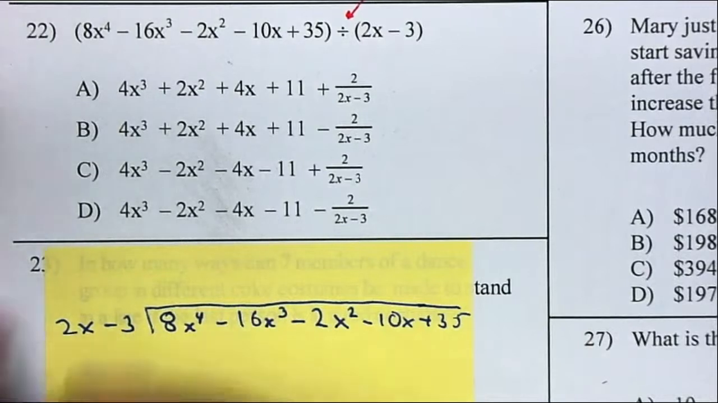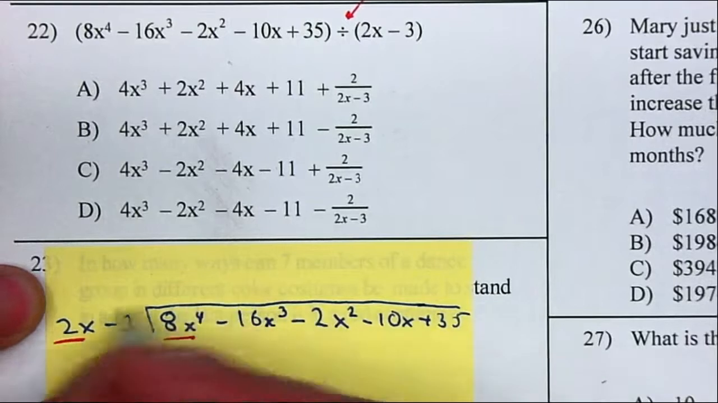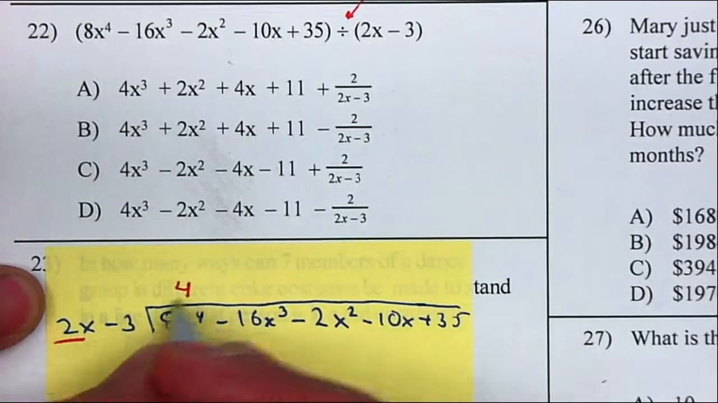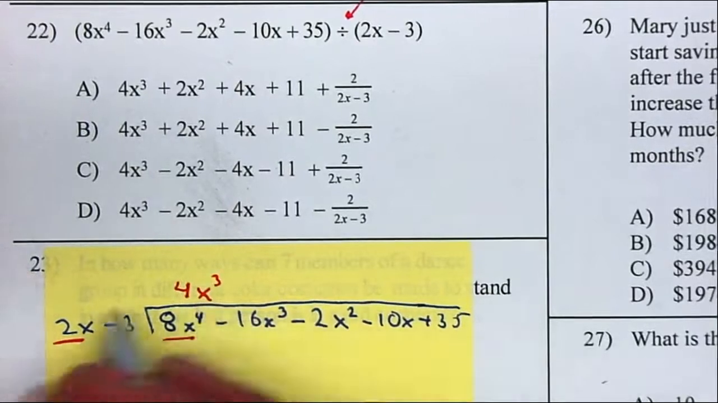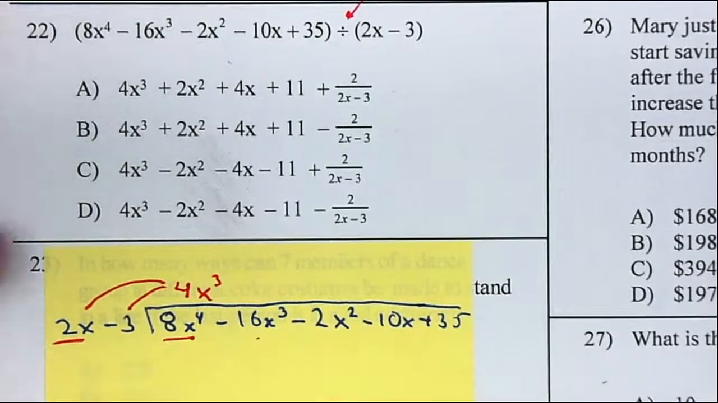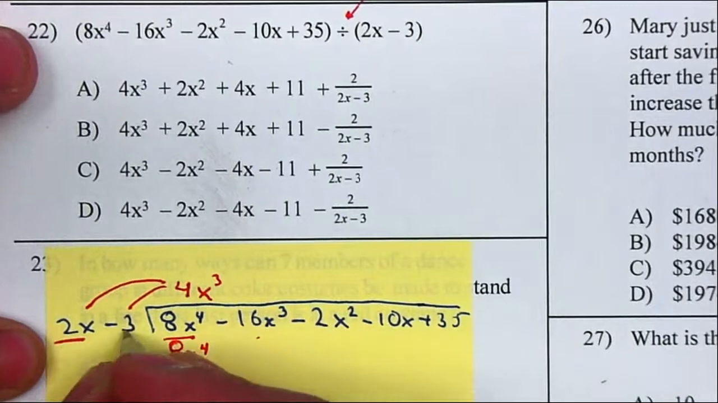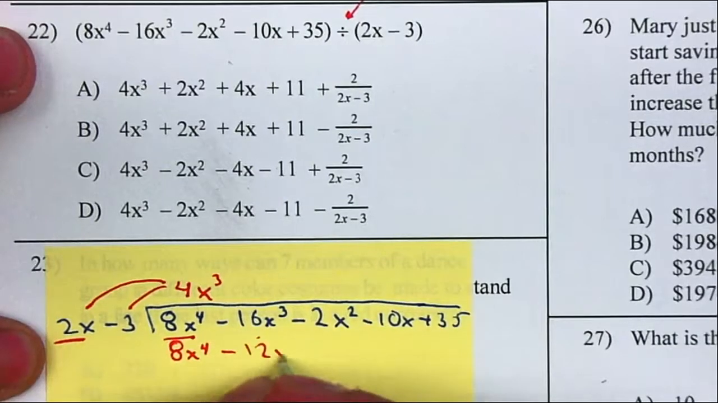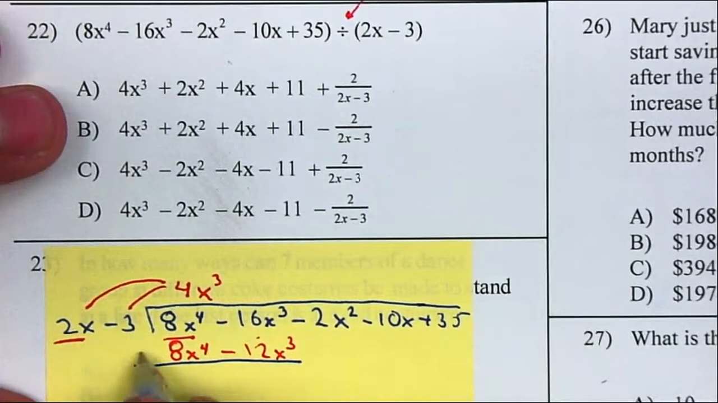First, what do I need to multiply 2x by to get 8x to the fourth? 2 times 4 will give me 8, and how many more x's do I need? It will be x to the third. Then you need to make sure that you multiply by both and place it underneath. 4x to the third times 2x will give me 8x to the fourth. 4x to the third times negative 3 will be negative 12x to the third. And now we just need to change the signs because we need to subtract. We're basically going to change the signs on both.